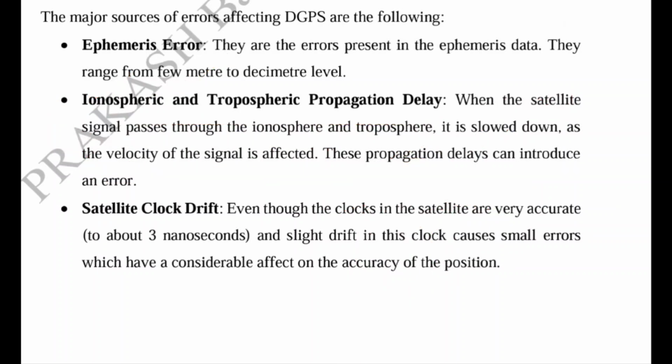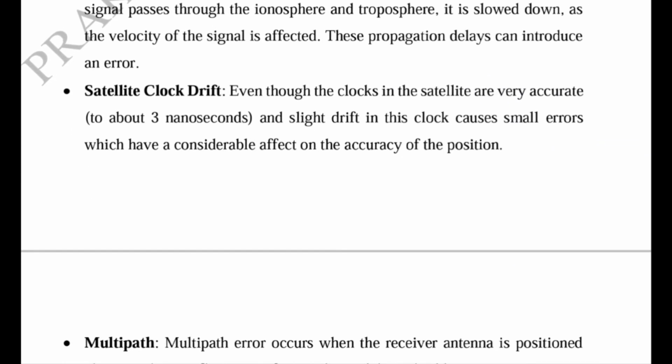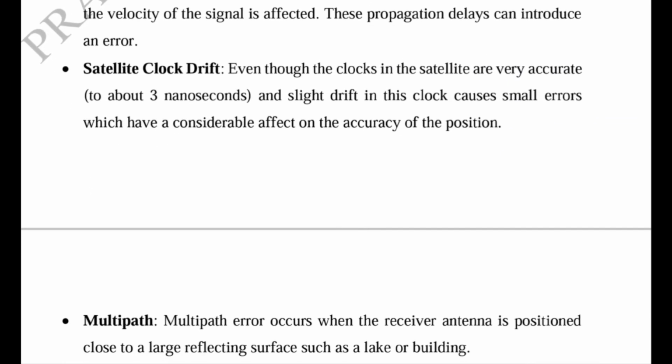So it also introduces error into the GPS position calculation, and it is basically due to the change in the density. As we know from refraction, it gives a delay, or slows down the velocity of the signal. Now third is the satellite clock drift, which introduces error.